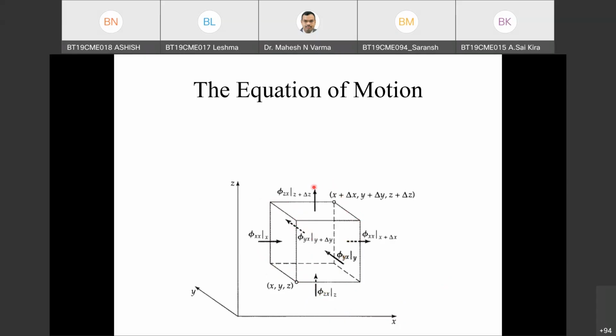This will give me the rate of momentum coming in minus the rate of momentum going out plus the forces acting because of gravity. So I will be taking the gravitational force in x direction because I am taking the x momentum balance. If gx is the gravitational force in x direction, what will be the force acting in x direction?